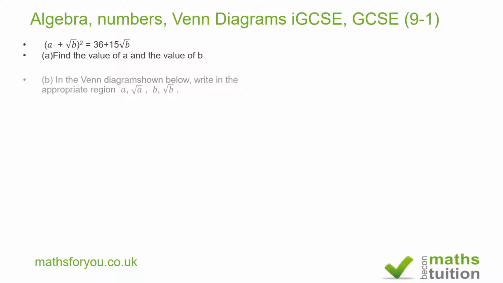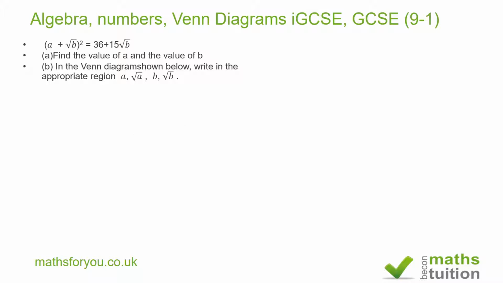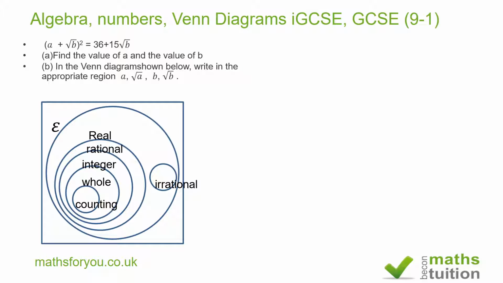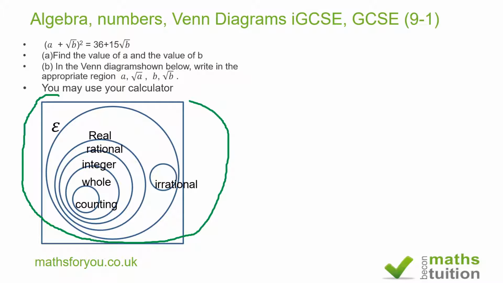Secondly, it says in the Venn diagram shown below, write in the appropriate region a, root a, b, and root b. So this Venn diagram is a diagram of types of numbers. So when you get your values for a, root a, and b, you write them in here somewhere.